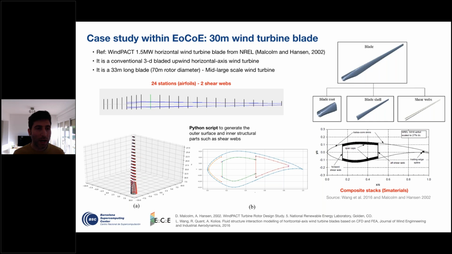Now let's move to the case study that we proposed within the EoCoE project. In this case, we decided to simulate the 30 meters wind turbine blade. This wind turbine blade was developed in an old project from NREL. And this is a blade from a 1.5 megawatt horizontal wind turbine. It is a 33 meters long blade, so it's a 70 meter rotor diameter.